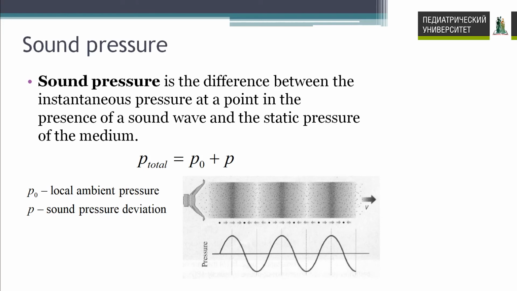As for the speed of sound waves, we talked about it, and now we understand that a sound wave is a mechanical wave that carries some energy and acts on surrounding objects, which means that it can exert some sound pressure. Sound pressure is the difference between the instantaneous pressure at the point where the sound wave is present and the static pressure of the medium. This relationship is reflected by the formula on the slide, where P0 is the local ambient pressure and P is the sound pressure deviation. If we summarize it, we can answer the question: how much will the total sound pressure be?